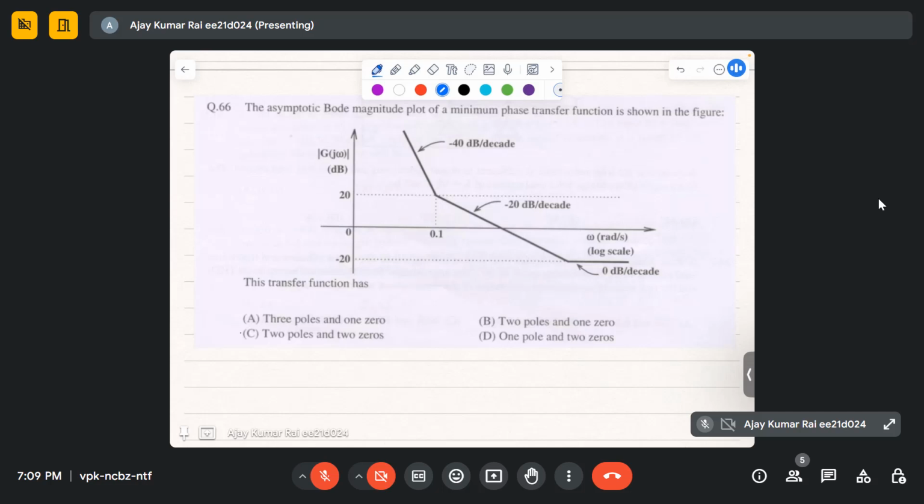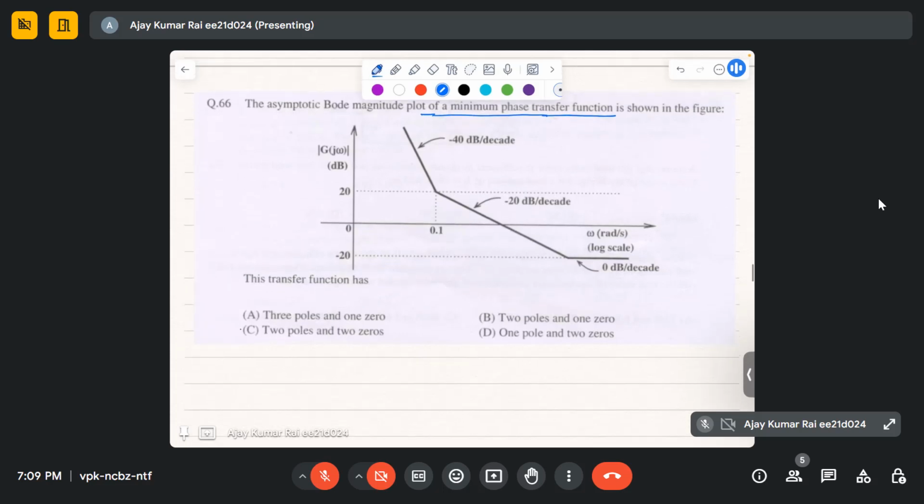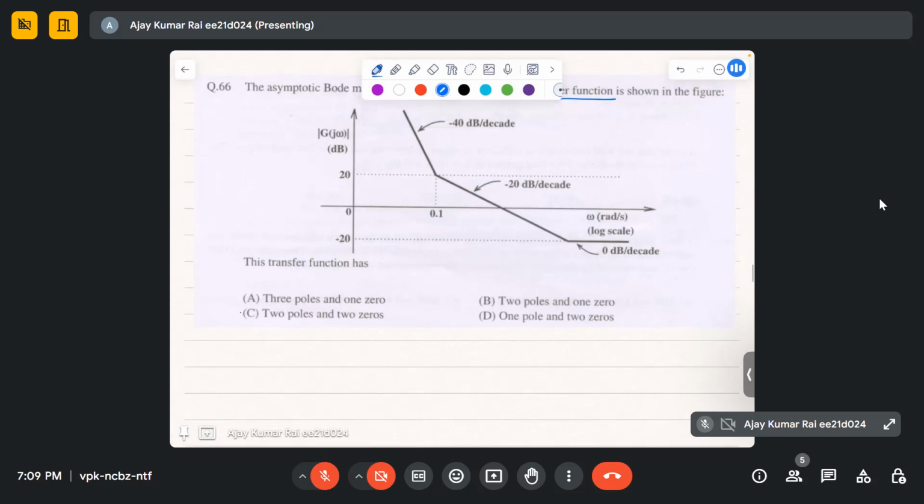So this is also related to Bode plot. Assume a Bode magnitude plot of a minimum phase transfer function is shown in the figure. This question is very easy, you can do it within seconds. Let's also find the transfer function for this. So first solve this question.